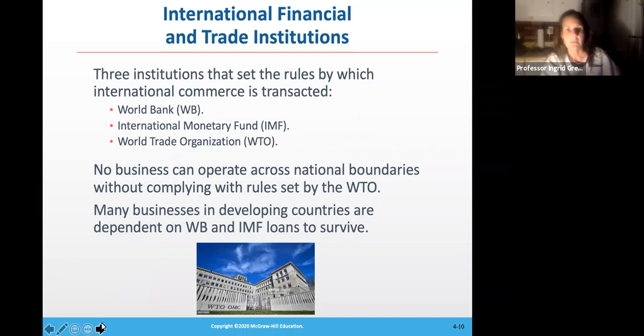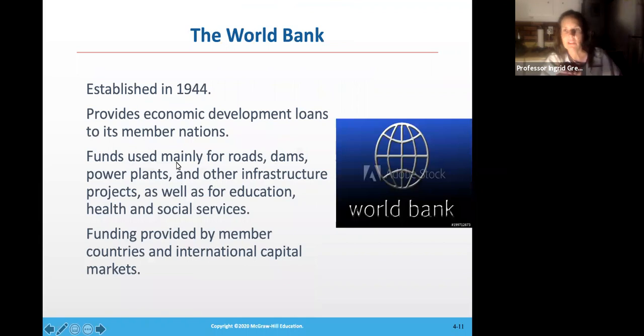institutions. The first one, though, the World Bank, this actually invests a lot in Africa. Yes, they invest in Greece and in Turkey and things into the Middle East, but they also invest quite a bit in Africa. So let's talk about who they are. The World Bank is established right after World War II in 1944. It provides economic development loans to its member nations. Funds are usually mainly used for roads, dams, power plants, and other infrastructure projects, as well as for education, health, and social services.